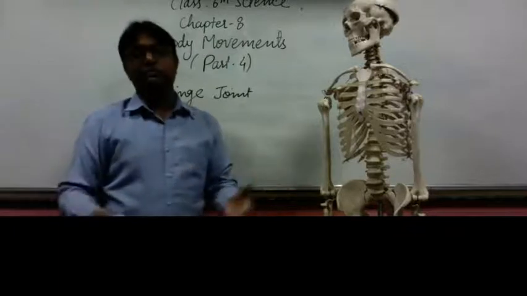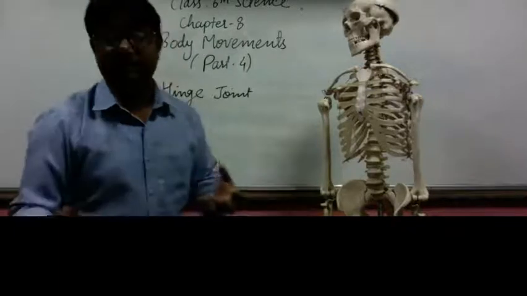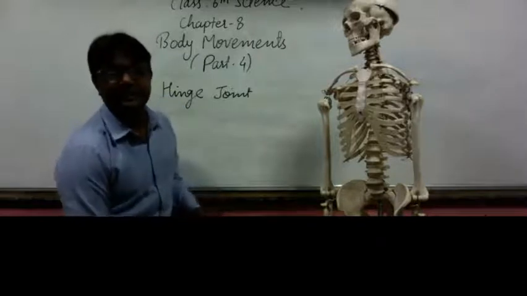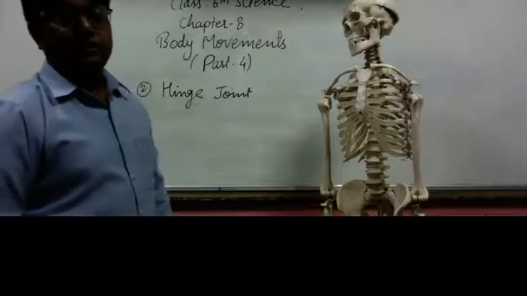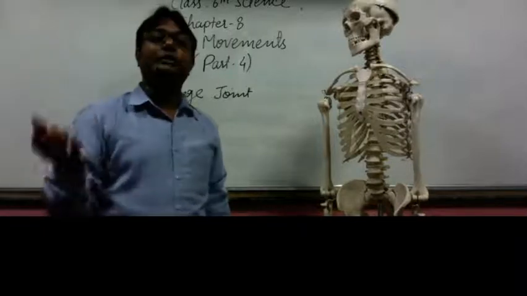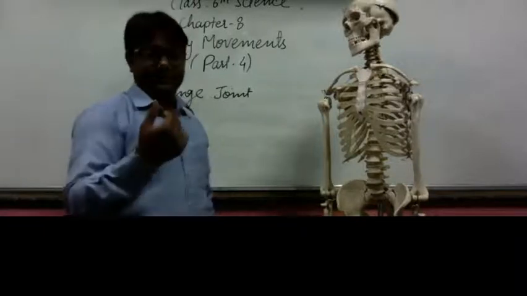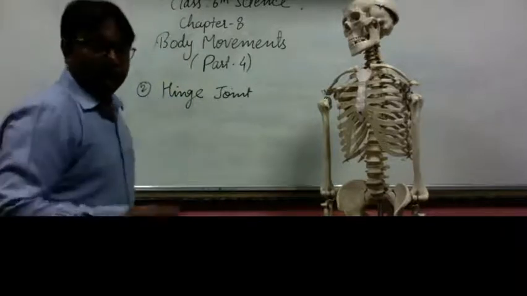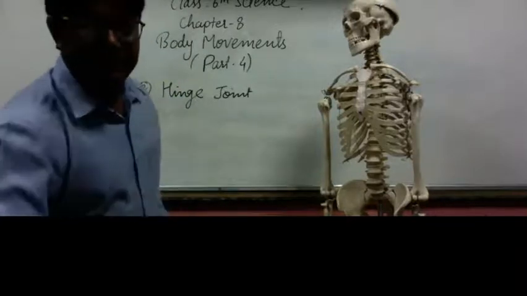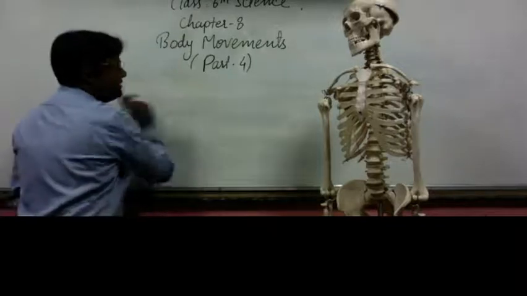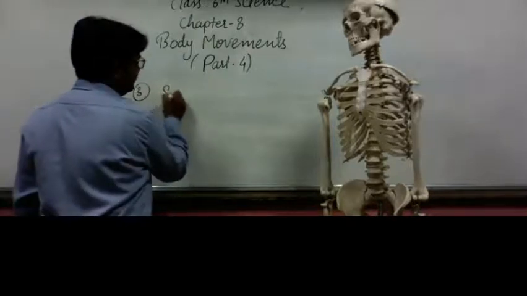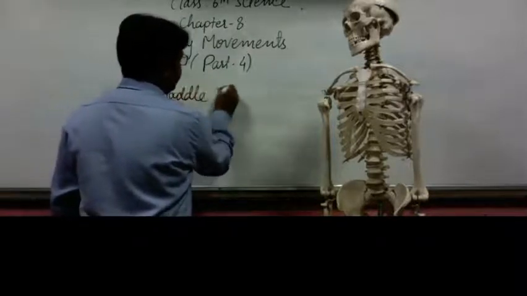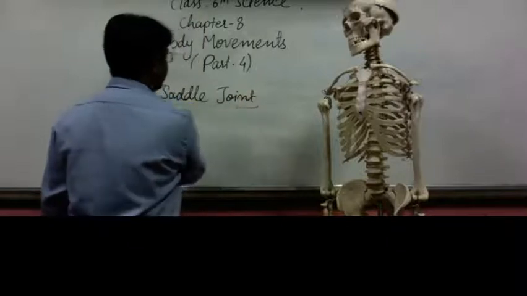And students, you can also guess where else a hinge joint can be present. In our knees, you can see that the knees have a hinge joint. You can fold your legs at the back side, not in front. Fine. Hope it is clear to everyone. Next, the joint coming is the saddle joint. The third one is the saddle joint.